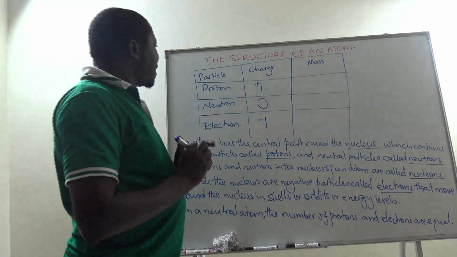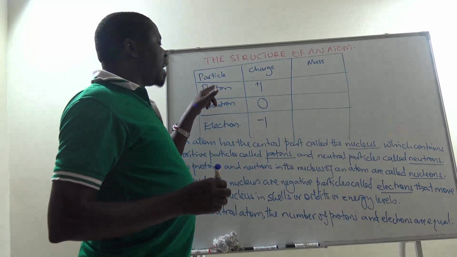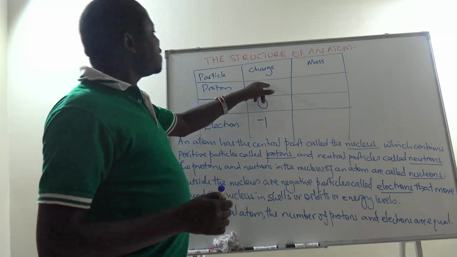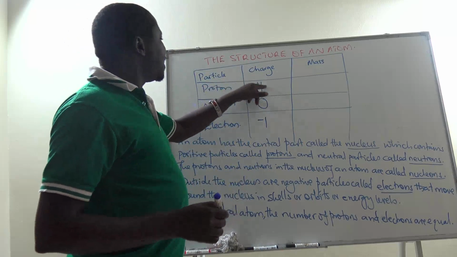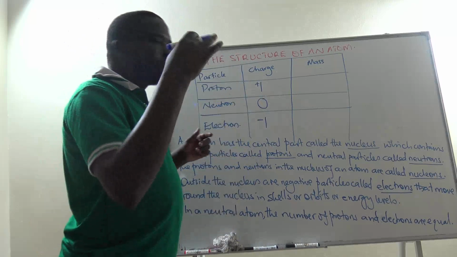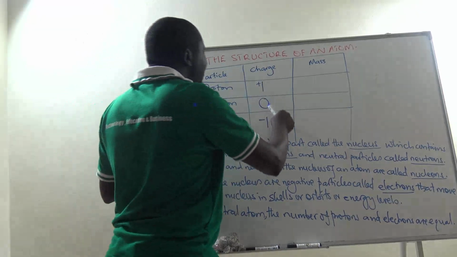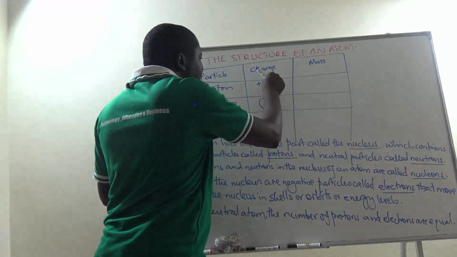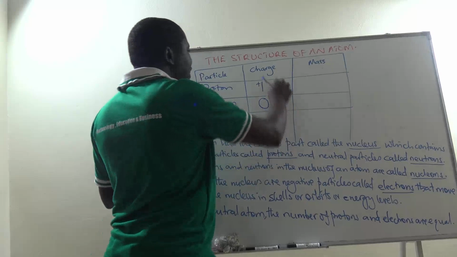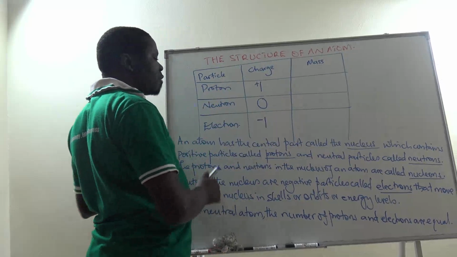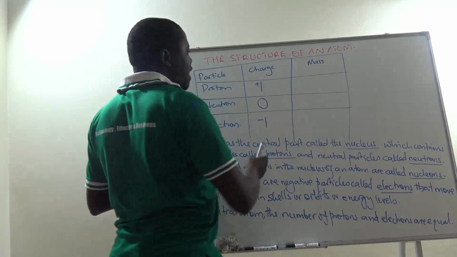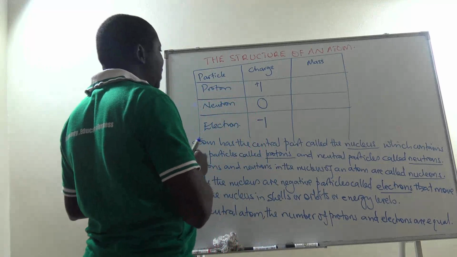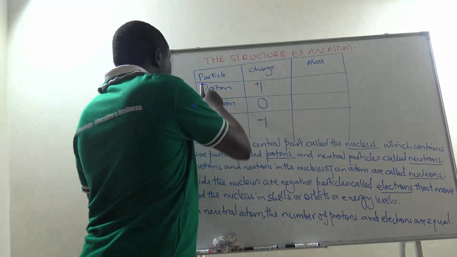So remember that the number of protons in an atom of an element will give you the number of positive charges. If I have 11 protons, it means that I have 11 positive charges. And automatically, I will also be having 11 electrons because the number of protons and electrons are equal. So 11 positive charges and 11 negative charges gives me a total of 0. That's why we say that an atom is electrically neutral, because of having the same number of protons and electrons.